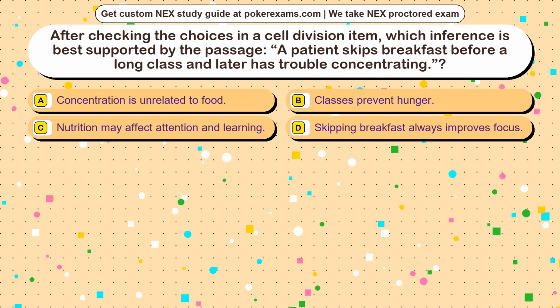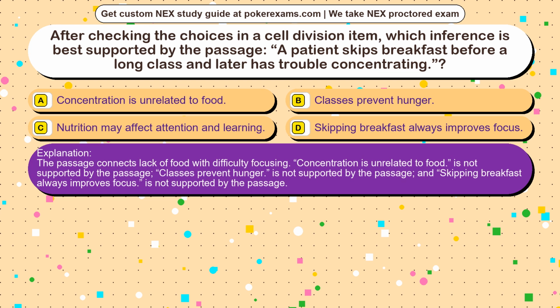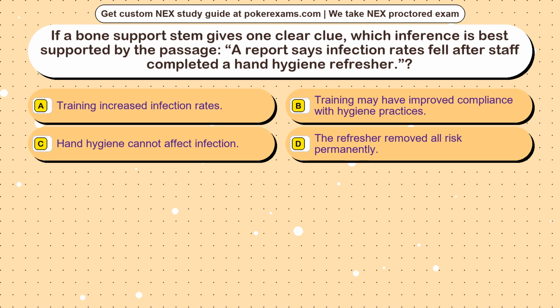The correct answer is option C. The passage connects lack of food with difficulty focusing. Concentration is unrelated to food is not supported by the passage. Classes prevent hunger is not supported by the passage, and skipping breakfast always improves focus is not supported by the passage.